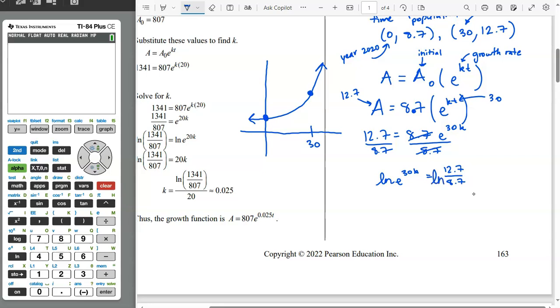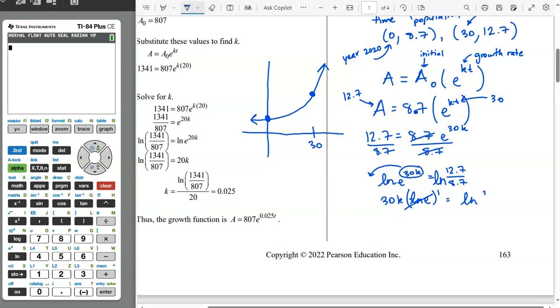You have to take the natural log of both sides. On the left side, this power now can go in the front, so it's going to go 30k times ln of e. I'll still just write that one, but this ln of e, of course, is just 1, so it goes times 1 equals natural log of 12.7 over 8.7.